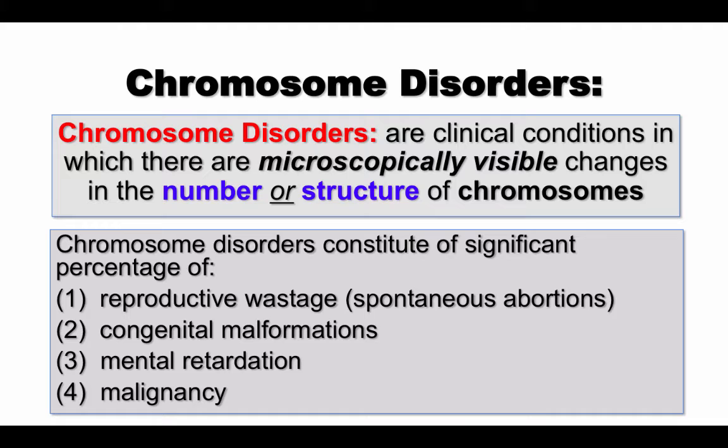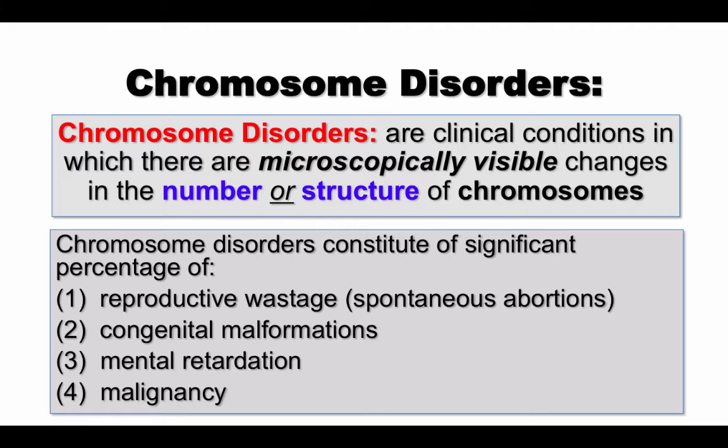Chromosome disorders constitute a significant percentage of reproductive wastage. For example, 1, they are present in about half of spontaneous first trimester abortions. 2, in congenital malformations. And by the way, a congenital malformation is an observable abnormality, often structural, which is present at birth. Structural congenital malformations are often referred to in common language as birth defects.